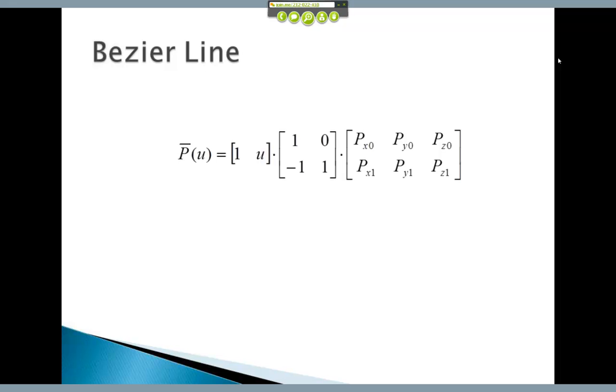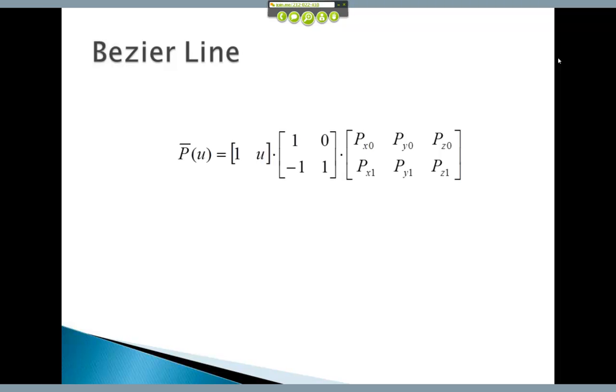Now if I take and multiply 1 and U times 1 and 1 minus U, what monomial do I get? I get 1 minus U. What is the other monomial that I'm looking for? U, and that's the next column. And so this is a representation of exactly what we started with on our parametric line.